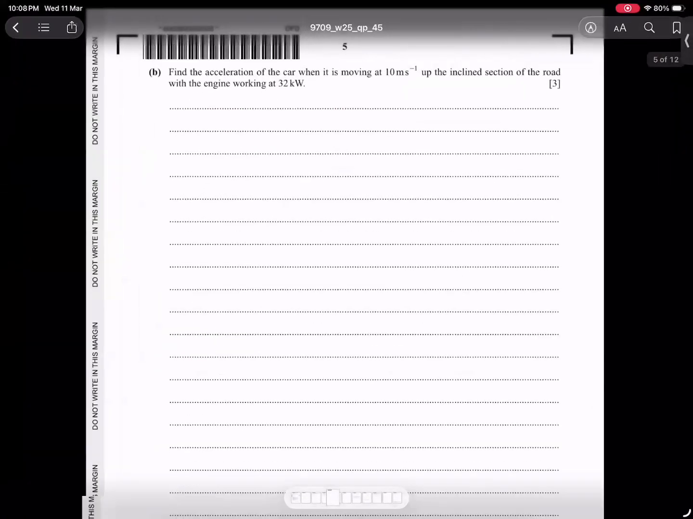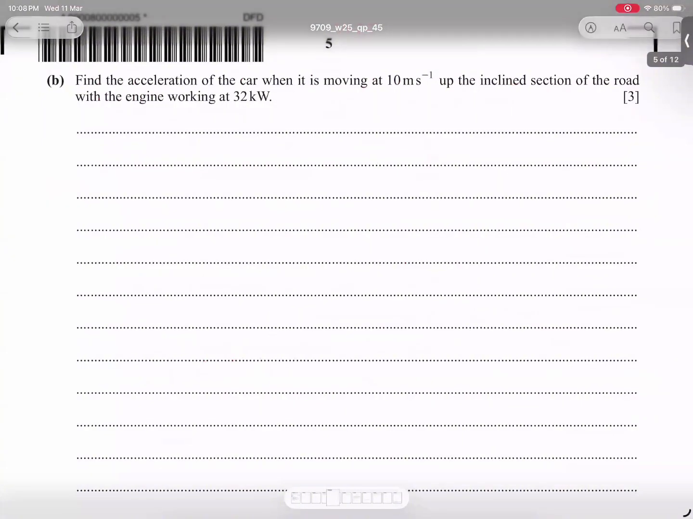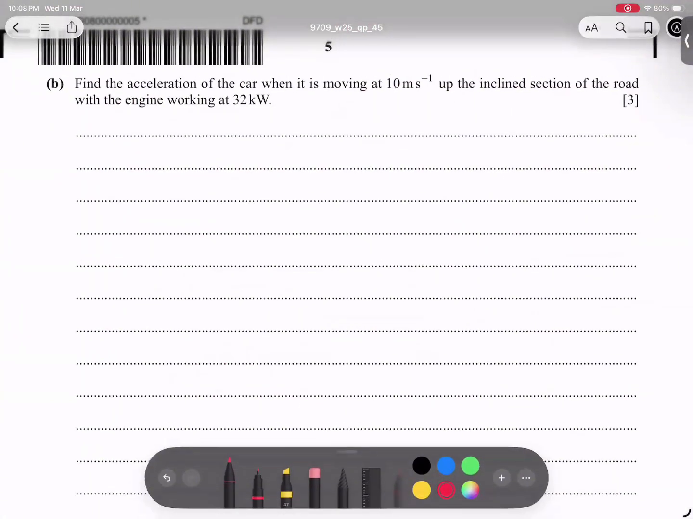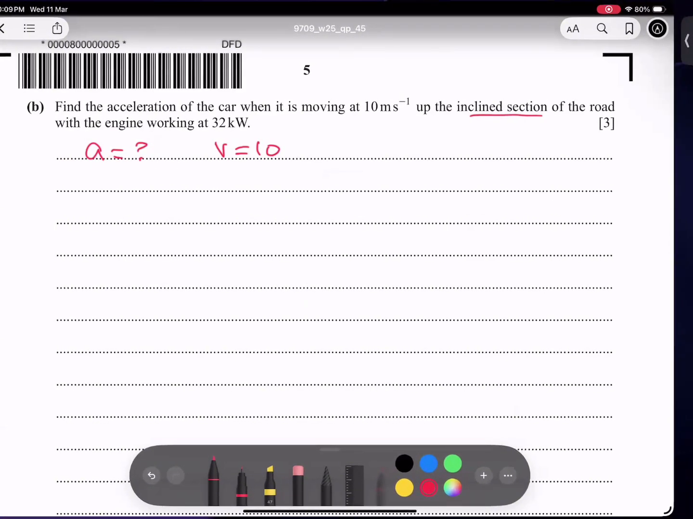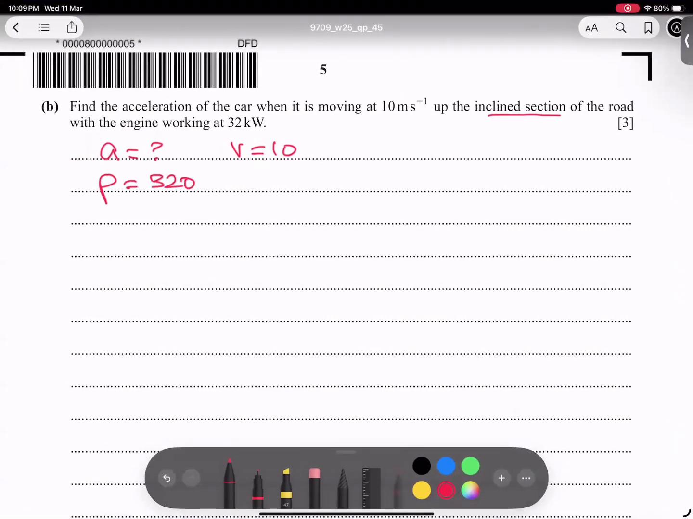The next part is to find the acceleration of the car when it is moving at 10 up the inclined plane of the road. So it means we have to find the acceleration. Let me write acceleration as a question mark. Velocity is 10 up the inclined section of the road, and the power given here is 32,000 watts.